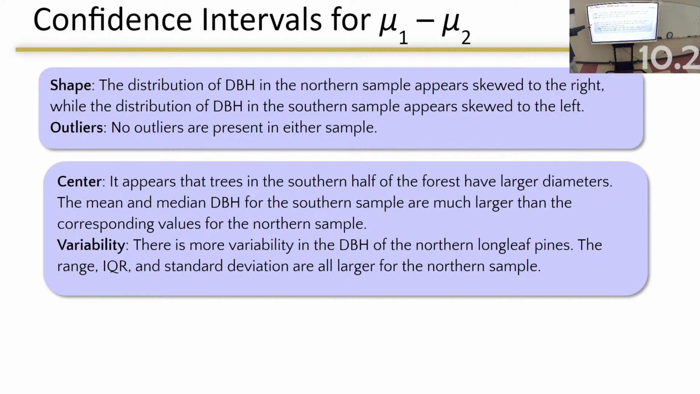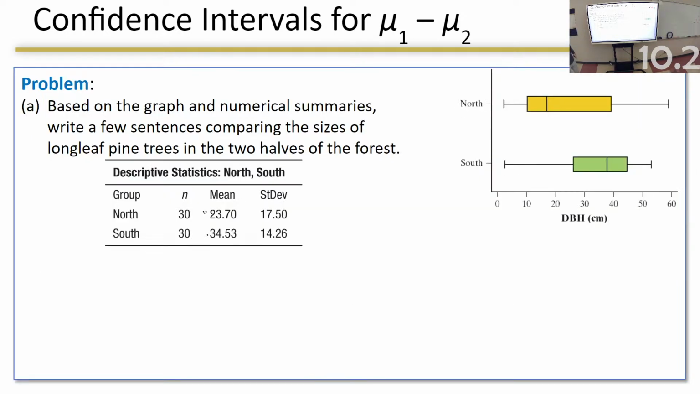It appears that the trees in the southern half have a larger diameter. The mean and median are larger. They said both: here's the mean, here's the median. Compare either one. It would be really weird if this mean was smaller and that median was larger, but if that happened, you'd probably say that.